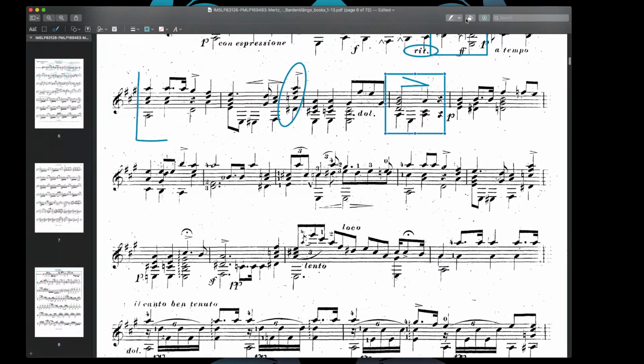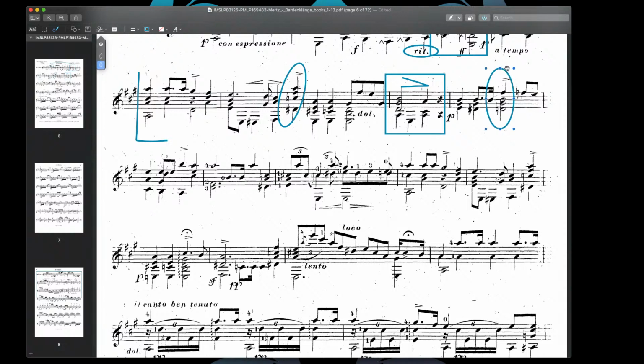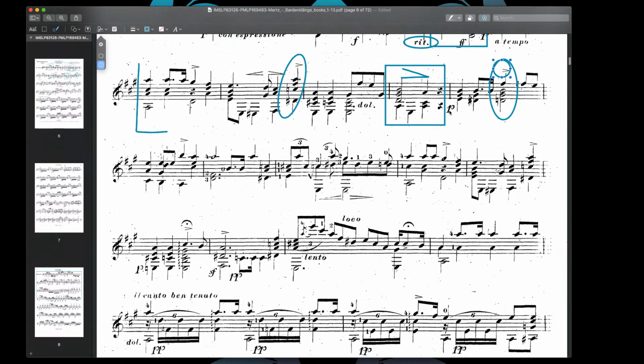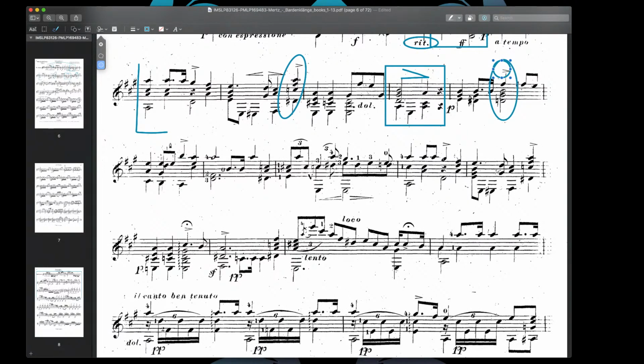Another example there of dissonance. Nice dissonant chord that relaxes down to an A major in inversion. And Mr. Mertz has an accent. So he's given us a lot of direction here. Let's keep going.